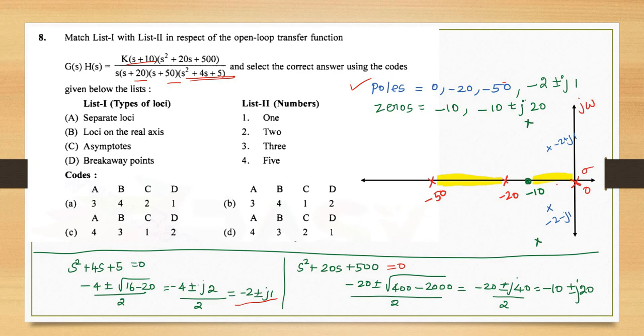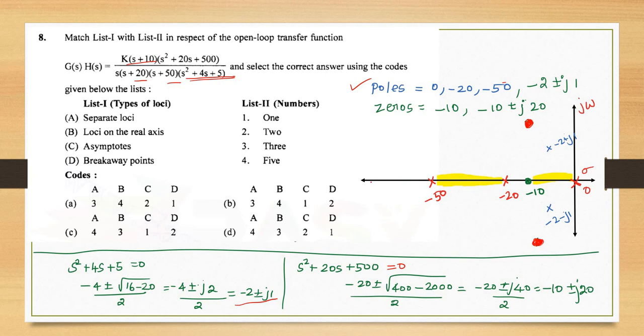And next I am going to mark the poles and zeros in the root locus plot. First mark the poles: 0, minus 20, then minus 50, minus 2 plus j1, minus 2 minus j1. Then mark the zeros. Zeros are marked like this. Here minus 10, then minus 10 plus j20. This is also a zero. Another zero is available, minus 10 minus j20.